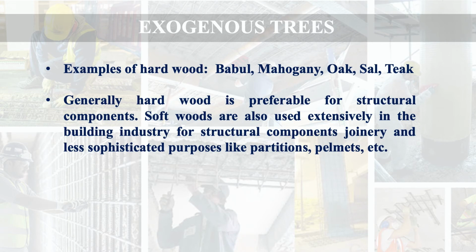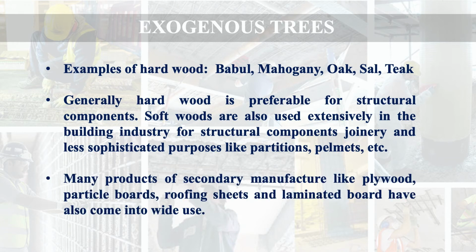Generally, hardwood is preferable for structural components. Softwood is also used extensively in the building industry for structural components, joinery, and less sophisticated purposes like partitions, pelmets, etc. Many products of secondary manufacture like plywood, particle boards, roofing sheets and laminated boards have also come into wide use. So these are the secondary materials which are made of this wood.